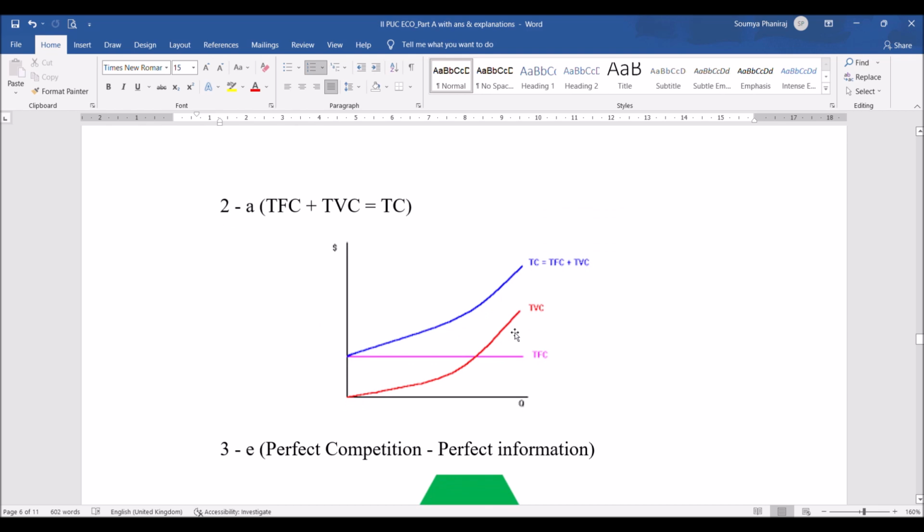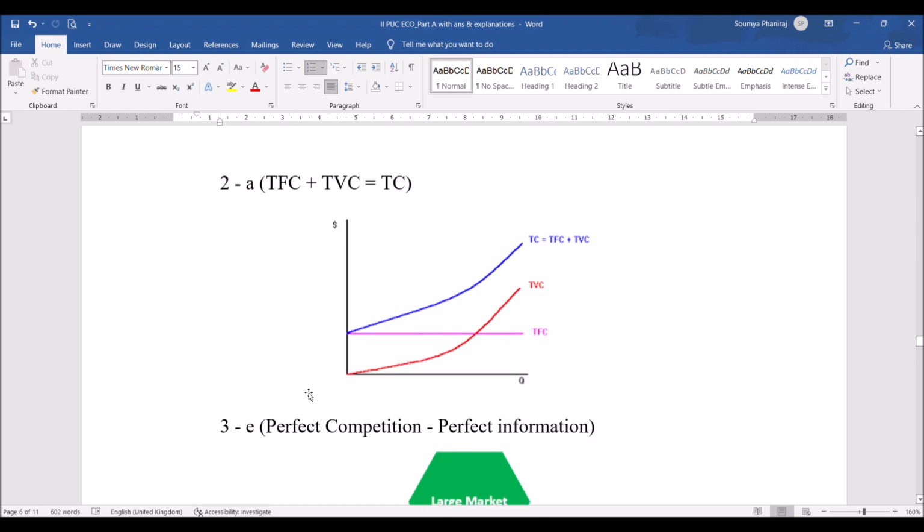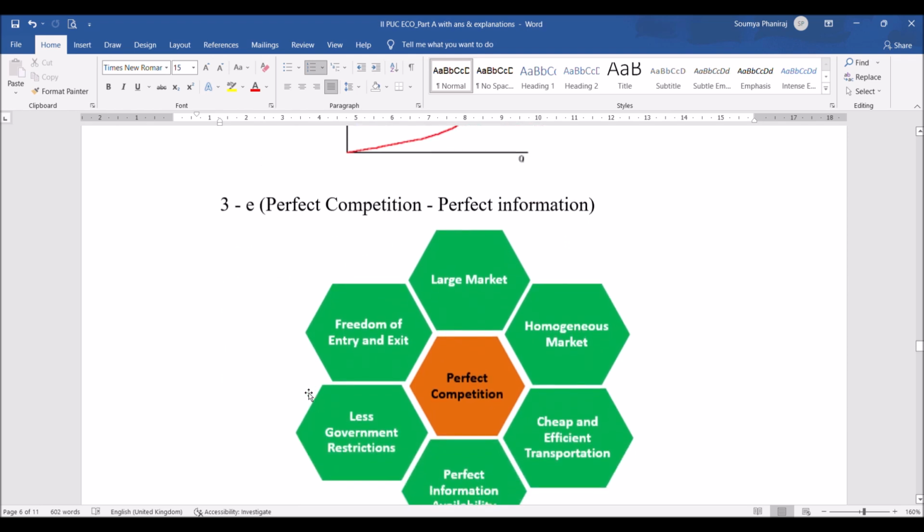The next match will be TFC plus TVC is TC. Again, this is for better understanding. If you can understand the curves, it is easy for you to remember even if a different question is asked in the examination. So this is a TC curve. This TC curve is a combination of TVC and TFC, total variable cost and total fixed cost.